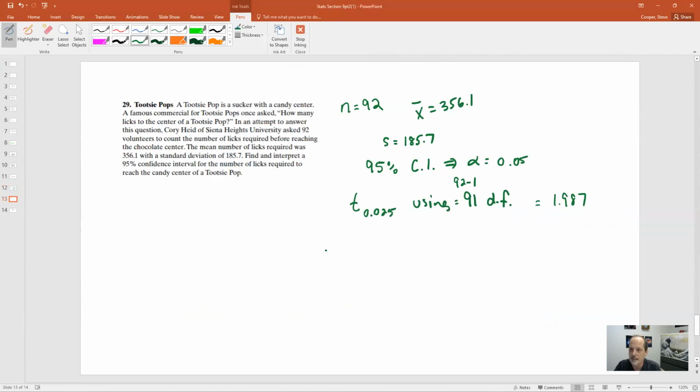Okay, so we're going to take our X bar, 356.1, add and subtract 1.987 times S, 185.7, divided by the square root of sample size.